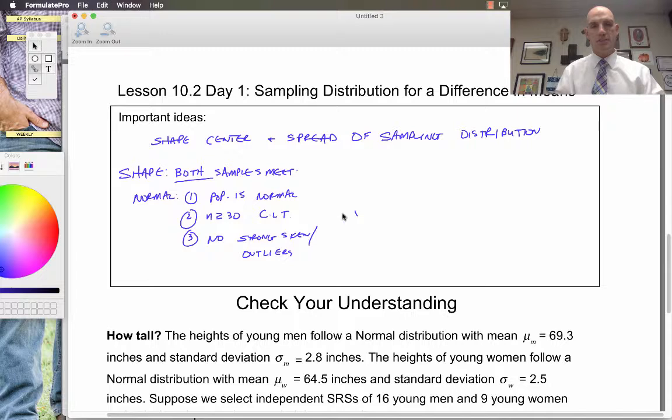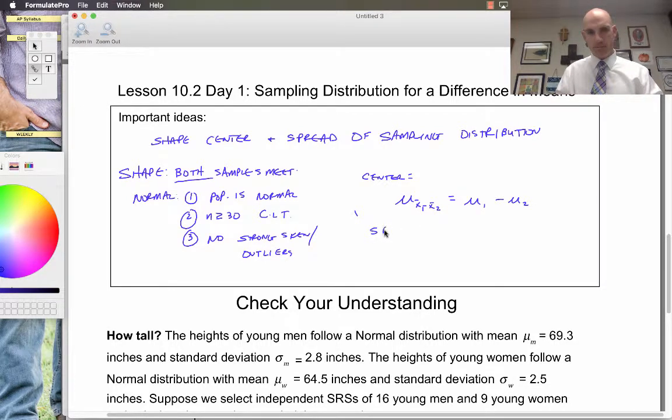And so then our center is going to be equal to, and here's some notation, x bar 1 minus x bar 2, which is equal to that difference in means: the mean of 1 minus the mean of 2.